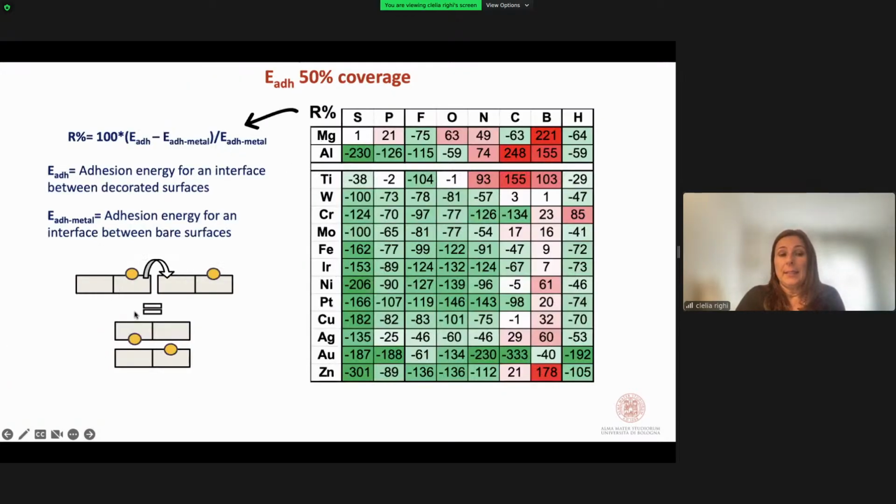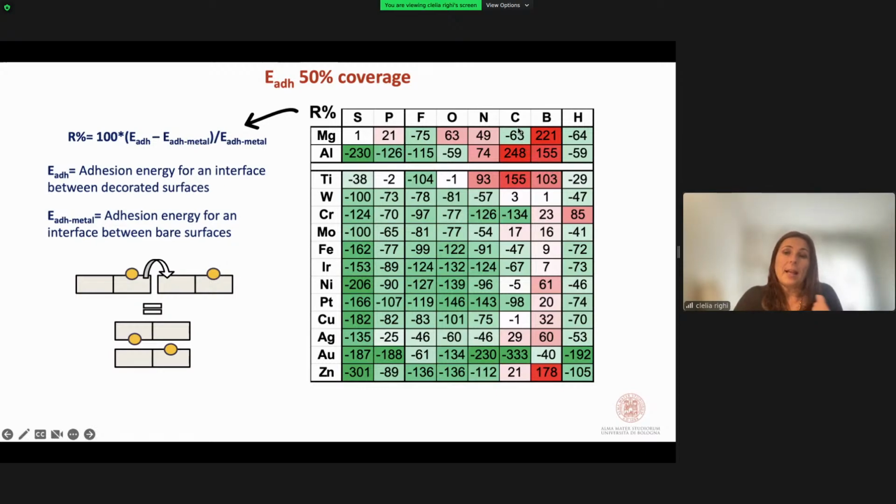Finally, we calculate the adhesion reduction or percentage increase with respect to the adhesion of the clean metal. In this case, I'm just considering a 50% coverage. Other calculations are ongoing. And it's interesting to see that there are some elements, like, for example, sulfur, that reduce the adhesion for almost all the metals considered. And this is relevant because we know that sulfur is a key element for lubricant additives. So this kind of analysis is useful to design also lubricant additives, lubricant materials.